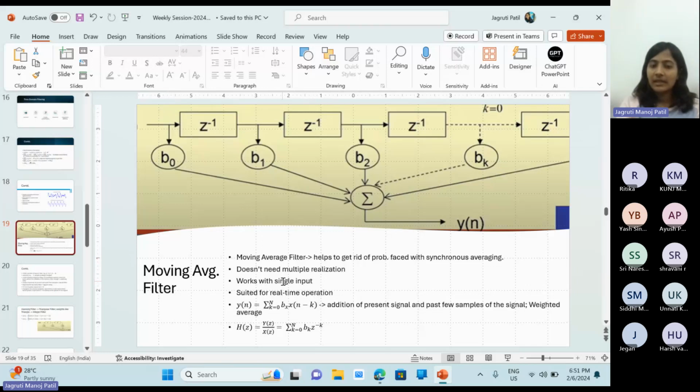Again, it works with a single input. It doesn't need the input again and again. Multiple realizations aren't needed. It's suitable for real-time operation. So this is how a particular signal is given. So how do you realize this particular system?